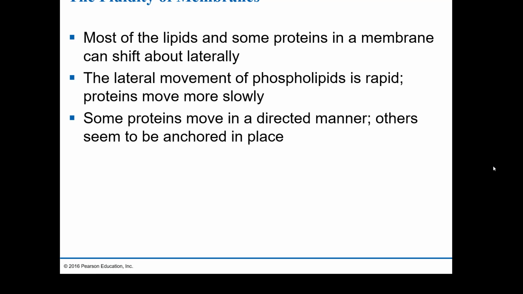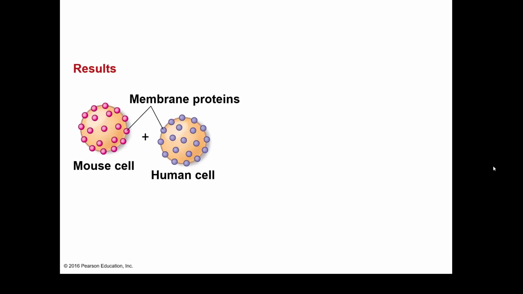Most of the lipids and some of the proteins in the membrane shift about laterally. That's why we call it the fluid mosaic model. And so the lateral movement, so side to side movement, is pretty rapid of the phospholipids. They're flipping places really quick, like dancers. But the proteins are bigger and bulkier, and so they're going to move a little bit slower. Some proteins move in a directed manner, like they have a direction that they want to go, and then others seem to be basically anchored in place.